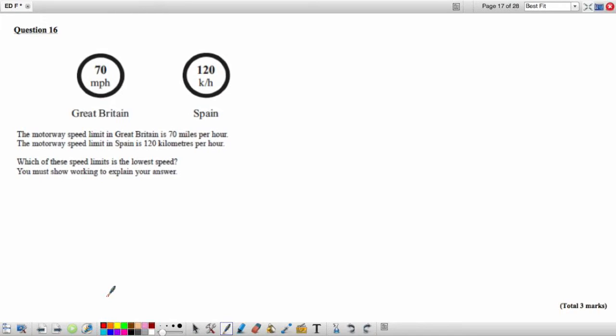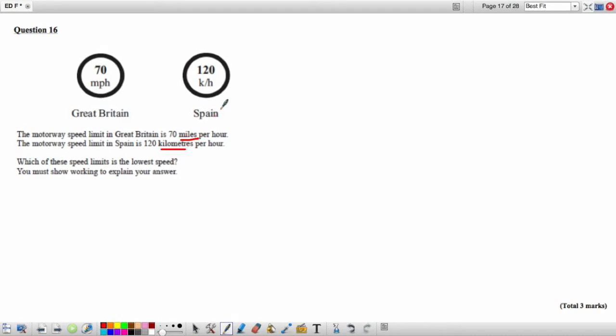Question 16. Here we're told that the motorway speed limit in Great Britain is 70 miles per hour and in Spain 120 kilometres per hour. And we're asked which of these speed limits is the lowest speed. So here we have two different units.